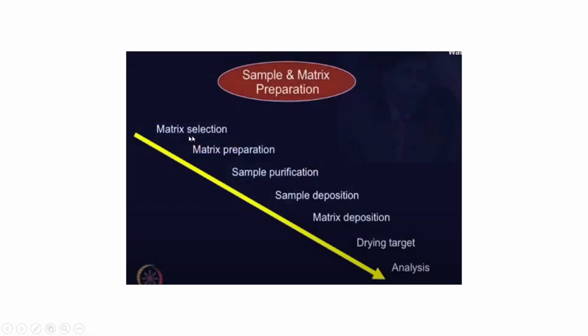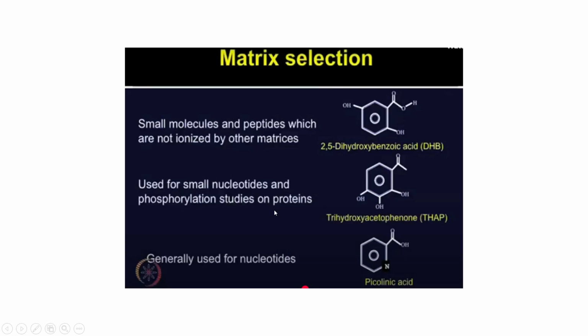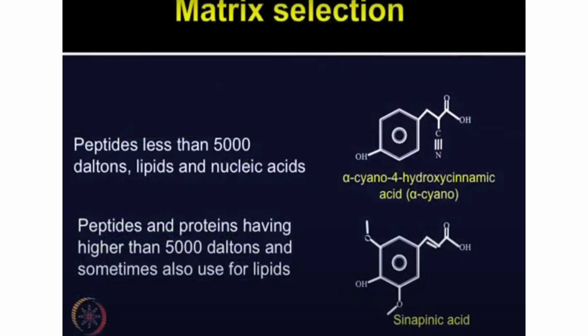As we were talking about different matrices, there are different matrices available, like alpha-cyano-4-hydroxycinnamic acid, which is called alpha-cyano, or sinapinic acid. Each type of matrix is used for a certain purpose. There are certain others: DHB, THAP, picolinic acid. Each matrix has a certain purpose. For example, if your peptides are generally less than 5,000 daltons, or lipids or nucleic acids, then you can use this specific matrix.